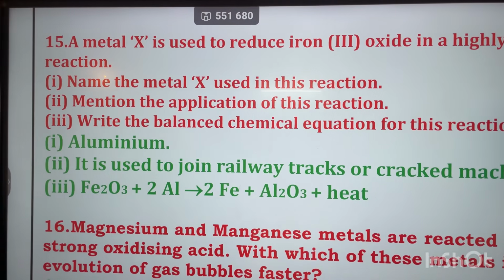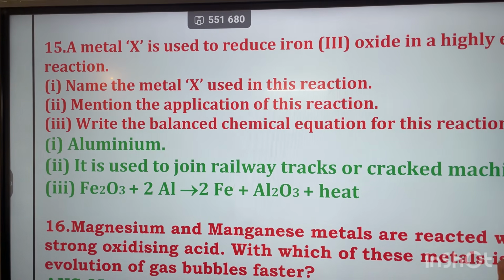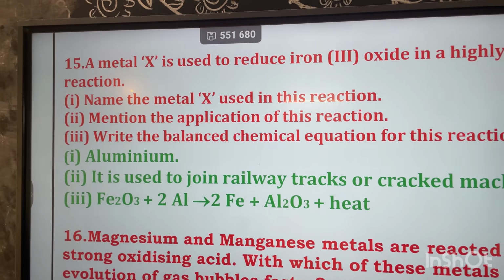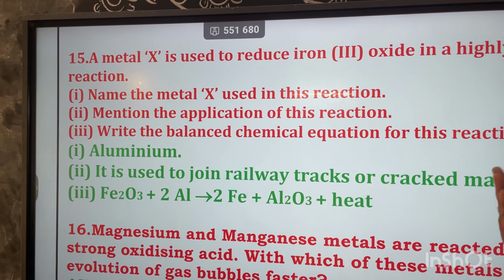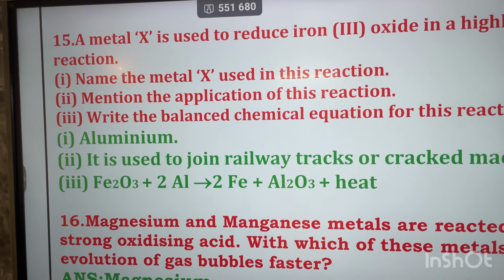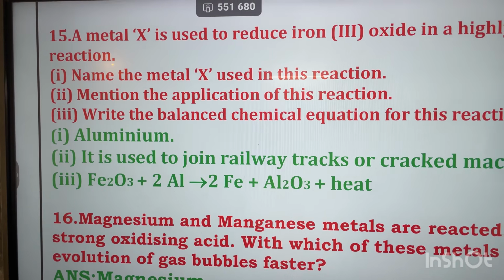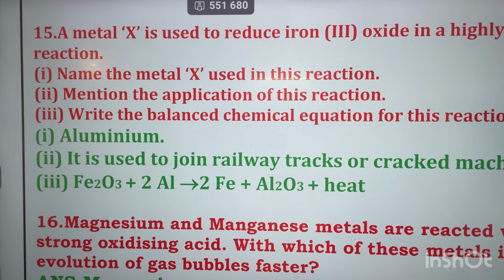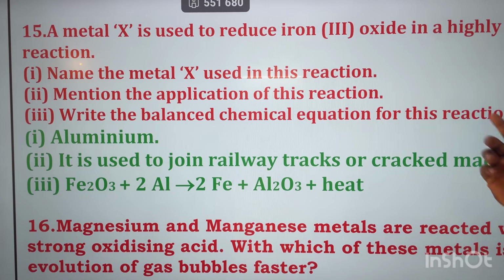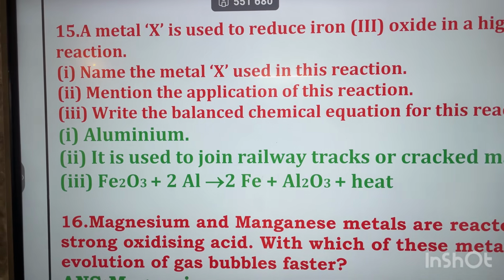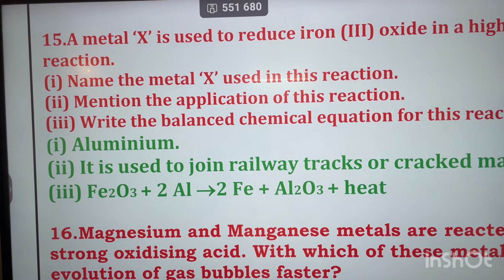Next question, a metal X is given here. What metal is used to reduce iron oxide in a highly exothermic reaction? This is also the thermite reaction. Name the X used in this reaction. X is aluminium. Mention the application of this reaction.